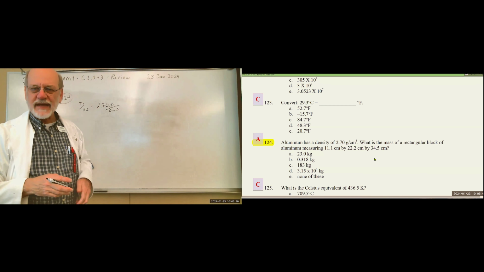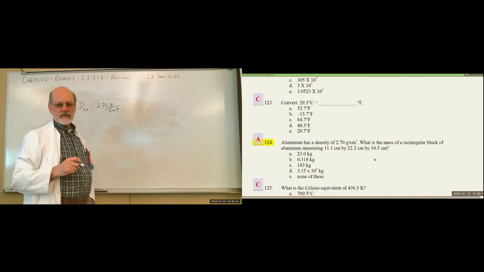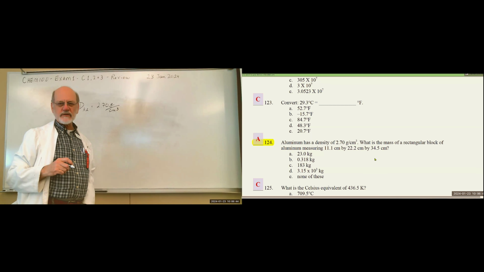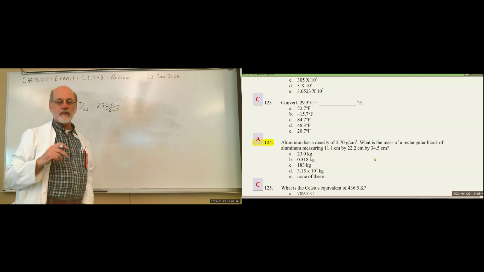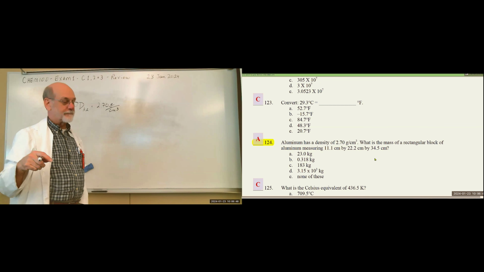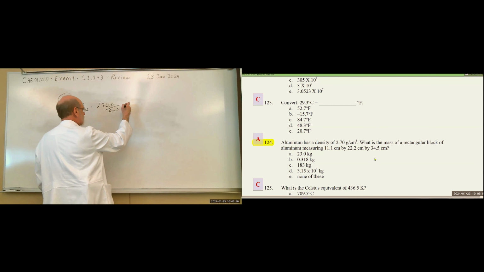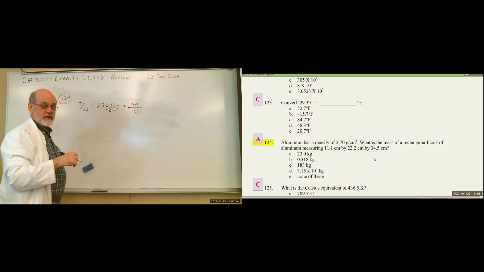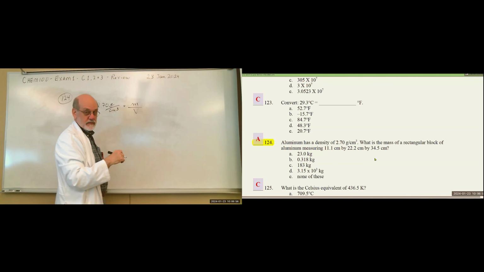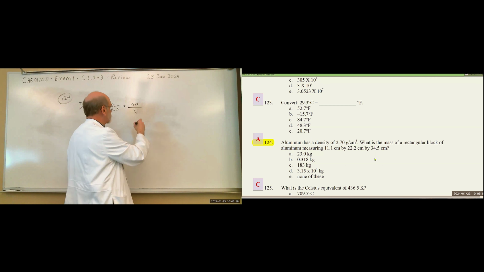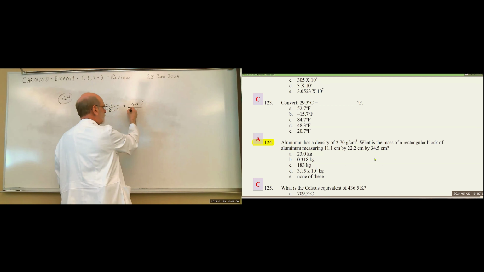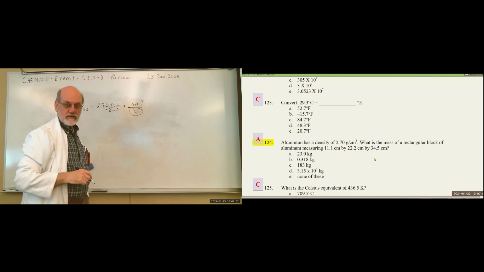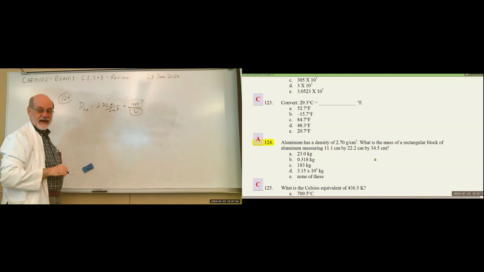What's the mass of a rectangular block of aluminum measuring 11 centimeters by 22 centimeters by 34.5 centimeters? All right. We got the density. The density is equal to mass per unit volume. The question is, what's the mass? Can we calculate volume from those values? Yeah, if it's a rectangular block.